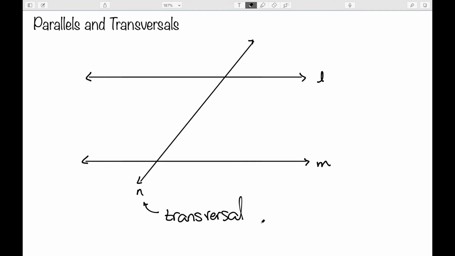And so here we actually form a lot of different angles. We have, I'm going to call these A, B, C, and D. And then down here we have angles E, F, G, and H. And there are a lot of relationships between these angles.